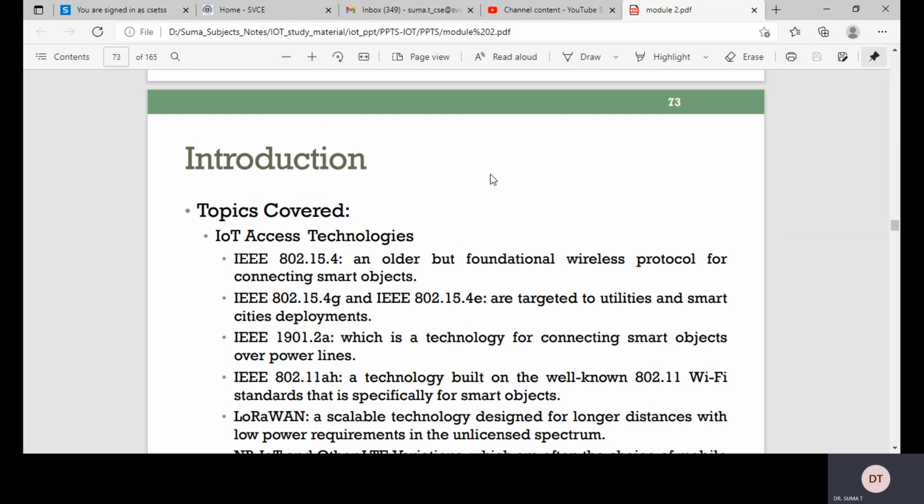For each of the IoT access technologies we are going to discuss today, a common information set is being provided. In particular, the following topics are addressed for each IoT access technology: the standardization and alliances, physical layer, MAC layer, topology, security, and the competitive technologies.